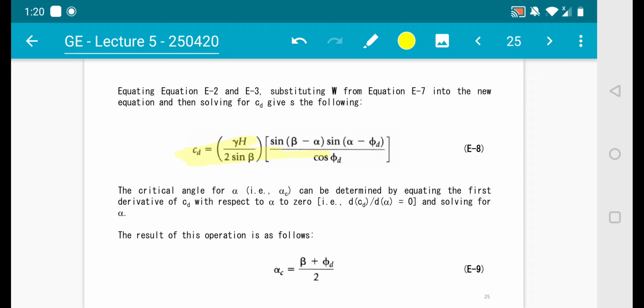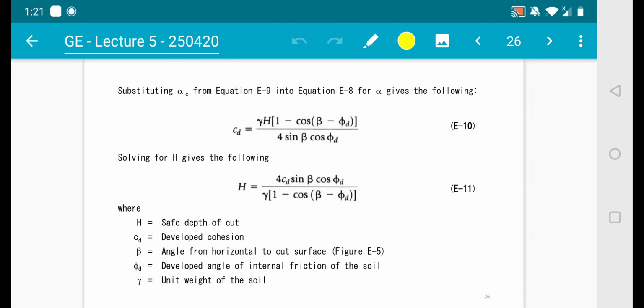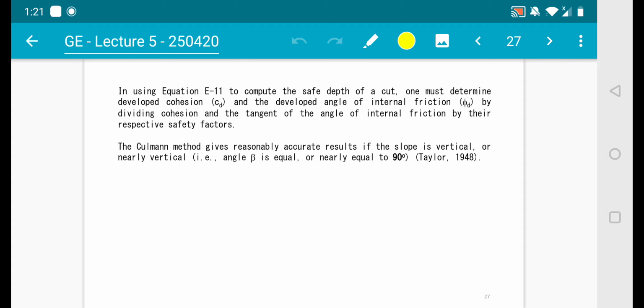The critical angle can be determined by equating the first derivative of CD with respect to alpha to 0. If you go through a step-by-step process, you're going to end up with this formulation, which relates the beta angle and also the internal friction. With continuous substitution, you're going to end up with equations E10 and E11. So they have terms and conditions as well.